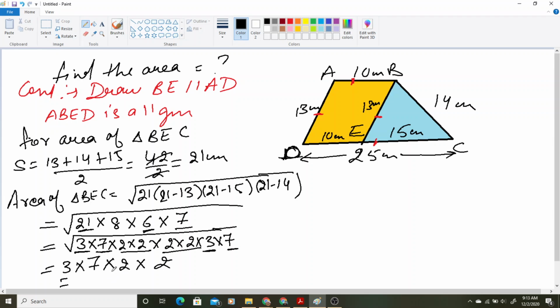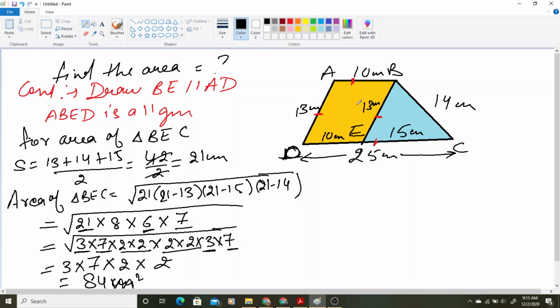So that means the area we are getting is 3 7 ja 21, 2 ja 42, 2 ja 84. 84 meter square. This is the area we are getting for the triangle. ये जो ट्राइंगल है ना BEC, इसका एरिया हम लोग फाइंड आउट कर सकते हैं. तो एरिया ऑफ ट्राइंगल BEC कितना आया, 84 मीटर स्क्वायर. Okay, so now we are having this area for this triangle, 84 meter square.